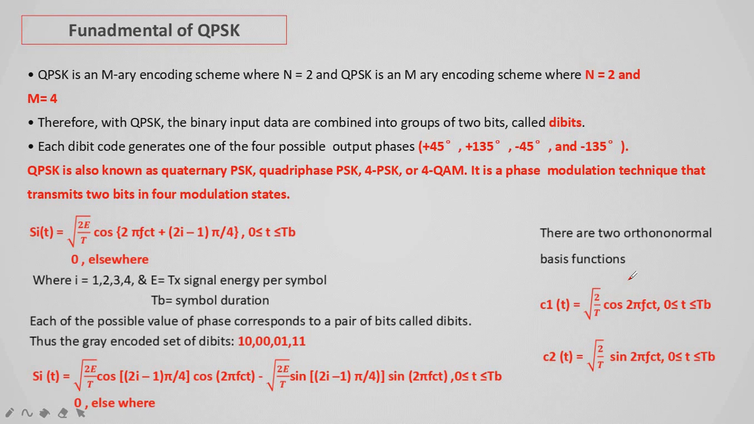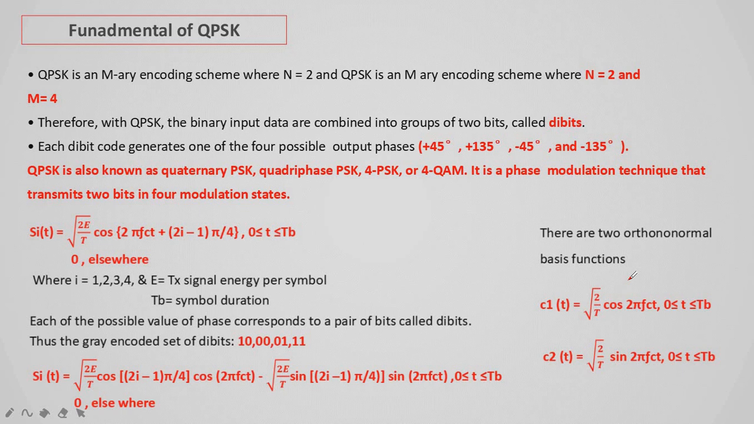In QPSK, basically there are four possible combinations we are going to transmit. Four possible combinations means two binary bits we are going to transmit. So at a time, 2 bits means the combination will be either 0 0, 0 1, 1 0 or 1 1. QPSK is also called an M-ary encoding scheme, where n is equal to 2.